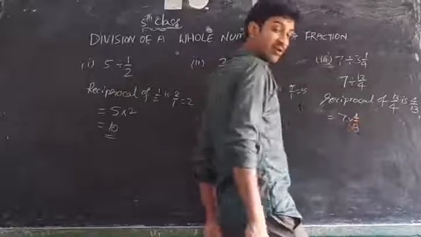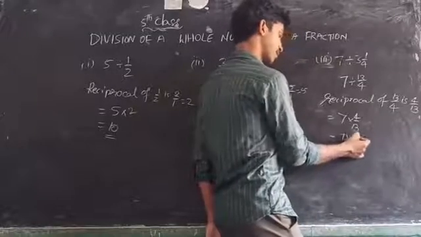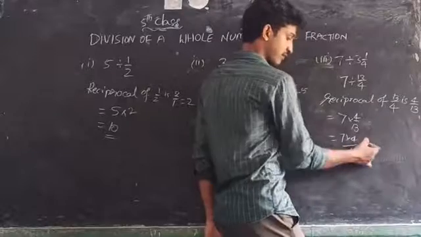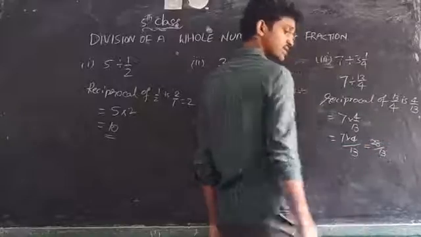So in whole number and fraction multiplication, we have to multiply the numerators and the denominator is the same. So 7 fours are 28 by 13 is the answer.